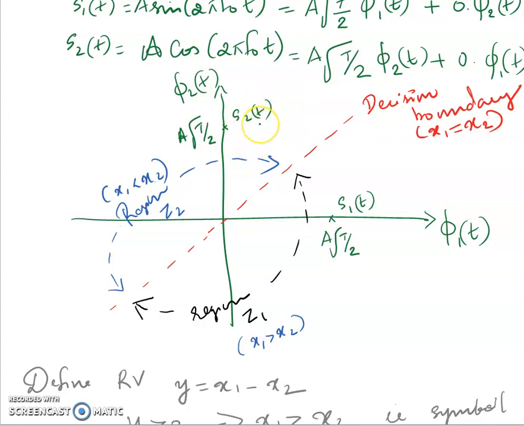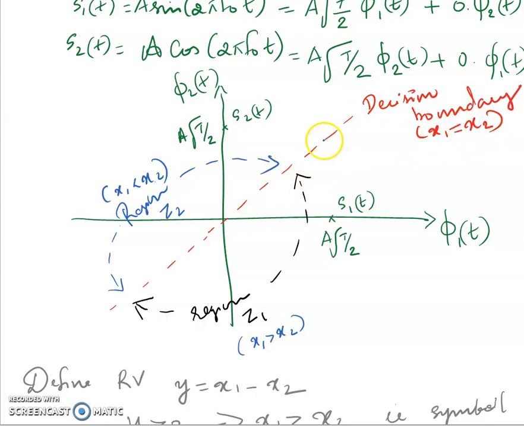Now you have to select a decision boundary. So consider this as the decision boundary, so that this region will represent region 2, where we decide in favor of symbol s2, and this region which is in black corresponds to region 1, where we decide in favor of symbol 1. Okay. Now the decision boundary, this is a line, this line can be represented as x1 equal to x2, that is, the component along phi 1 will be equal to the component along phi 2. This is a condition where x and y are equal. Okay, so the decision boundary you can represent as x1 equal to x2.